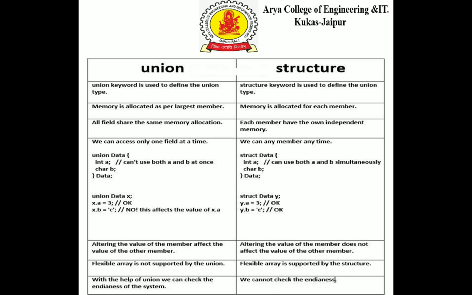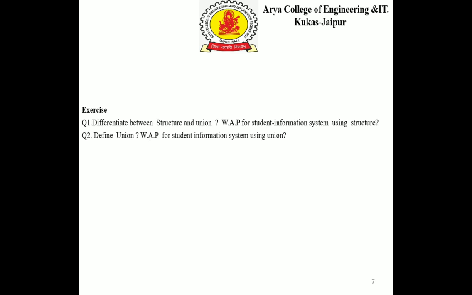Next is the syntax and how we can access. We can access only one field at a time in the case of a union, but in a structure we can have multiple access. Altering the value of a member affects the value of other members in the case of a union, but not in the case of a structure because they have independent memory. Flexible arrays are not supported by union, but they are supported by structure because they have independent memory. With the help of union we can check the endianness of the system, but it is not possible with structure. Endianness means how numbers are stored in your system.